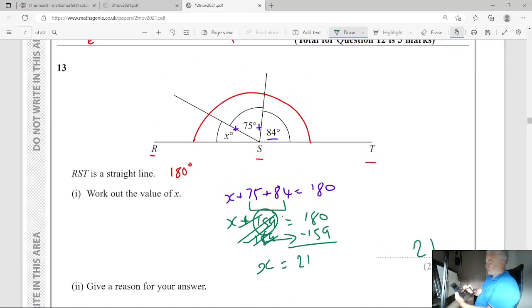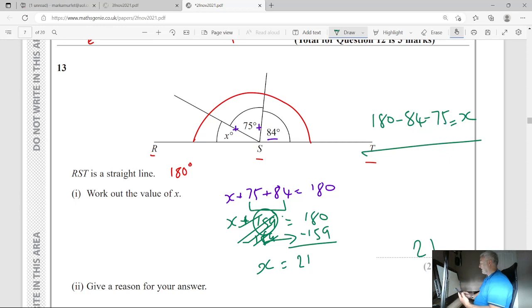Just while I'm on this one, what I could have done is say 180 take away 84 take away 75 equals x. Exactly the same thing, and that's the only line of working I would need. That would give me 1 mark. The value for x gives me the second mark.